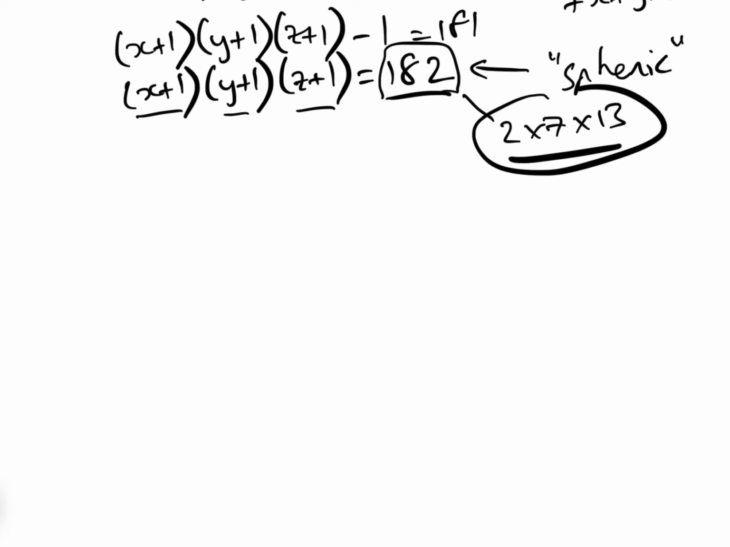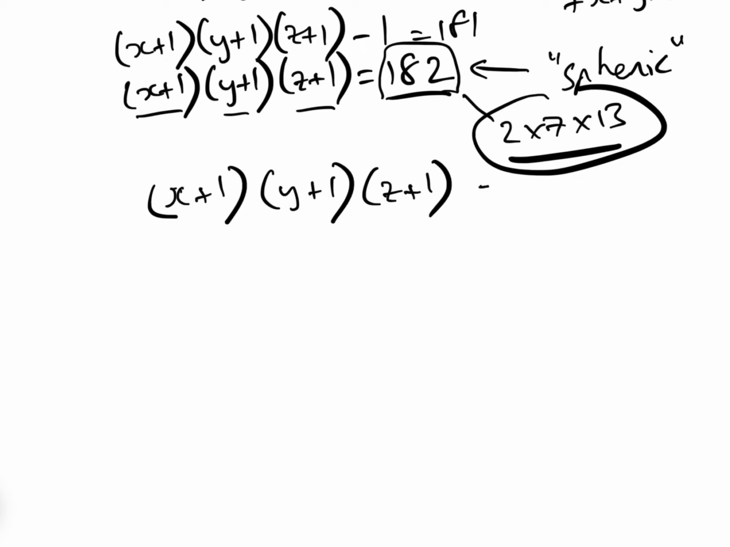Now, to start with, let's just deal with the positive integers, and then we'll deal with the negative integers once we've worked out precisely how many positive triples there are. So let's maybe do a little bit of a table: x plus 1, y plus 1, z plus 1. And remember, we're not dealing with x, y and z, we're dealing with x plus 1, y plus 1 and z plus 1, and we know that they have to multiply together to be 182.